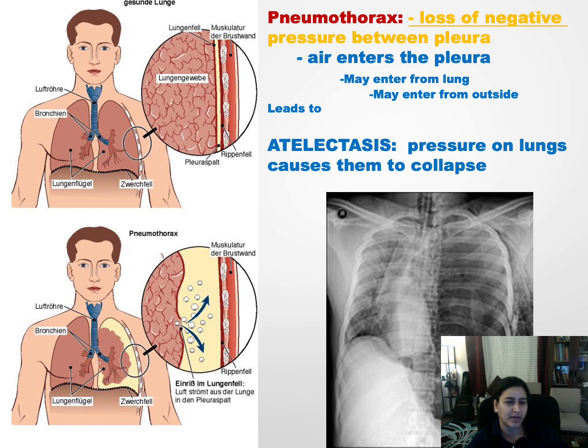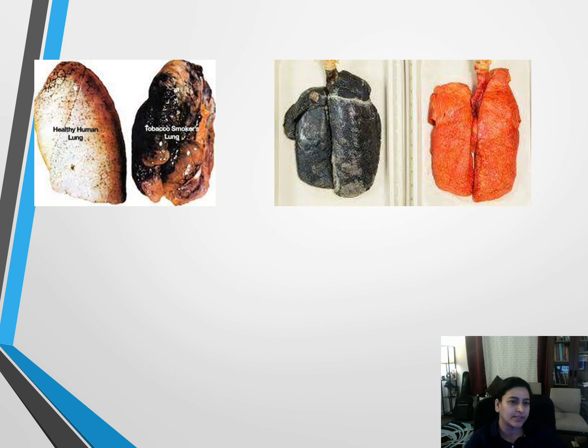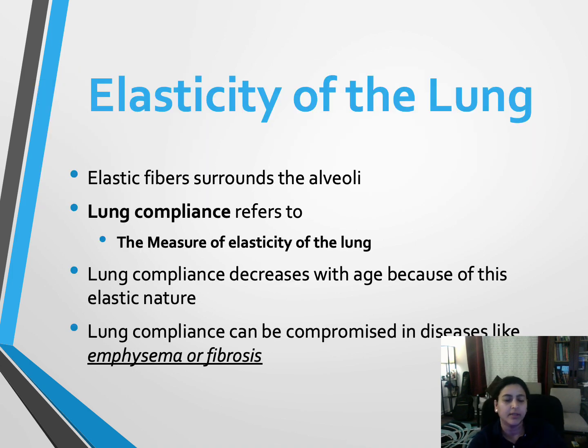It may enter from the lung, may enter from outside, and there is loss of negative pressure between the pleura. The pressure that is typically there in this intrapleural region is negative, and that negative pressure is lost. So this is how a healthy human lung looks, and this is how the tobacco or the smoker's lung looks, and it's more prone to infection, especially if a person is smoking. It would really damage the lung.